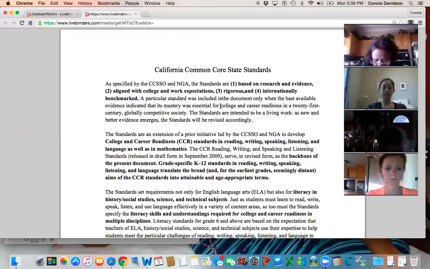It is rigorous, and the rigor is based on the teacher. It's supposed to be rigorous, but if you don't make it rigorous, it's not. And it needs to be internationally benchmarked. And what that means is whatever you learned in California is good for what you learn in New York, which is good for what you would learn in Paris, which is good for what you would learn in India, and so on.